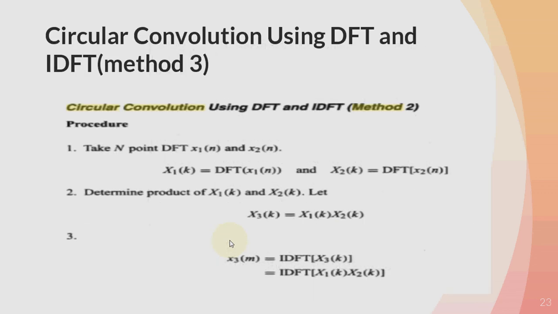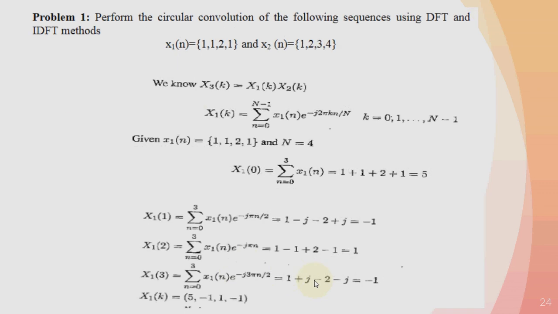Next, circular convolution using the DFT and IDFT method. Circular convolution can be performed by using the usual DFT and IDFT formula. Take the N-point DFT of x1 and x2, that means x1 of k is the DFT of x1 of n, and x2 of k is the DFT of x2 of n. Determine x3 of k by multiplying x1 of k by x2 of k. If you take the IDFT of x3 of k, you will get the circular convolution output. So take down one more example.